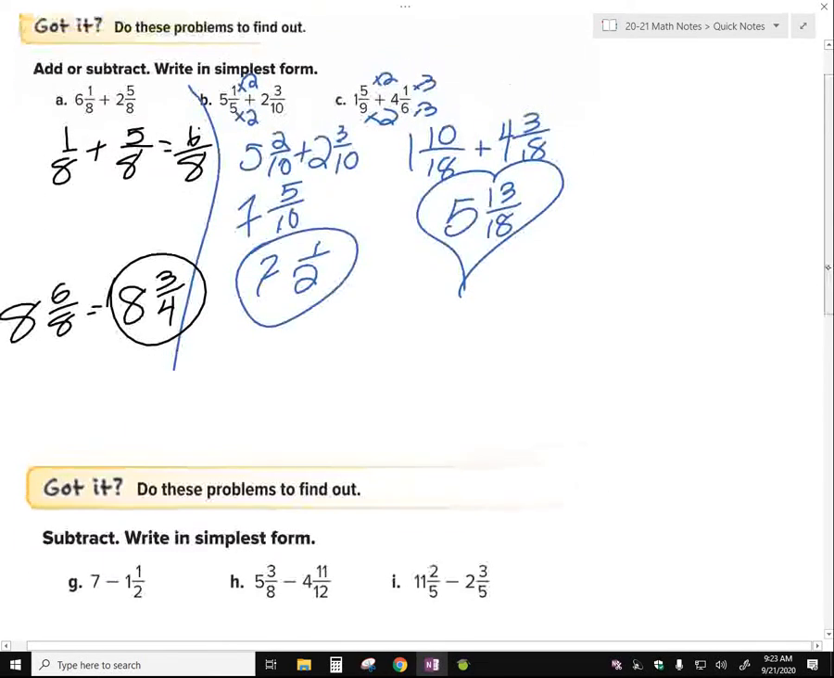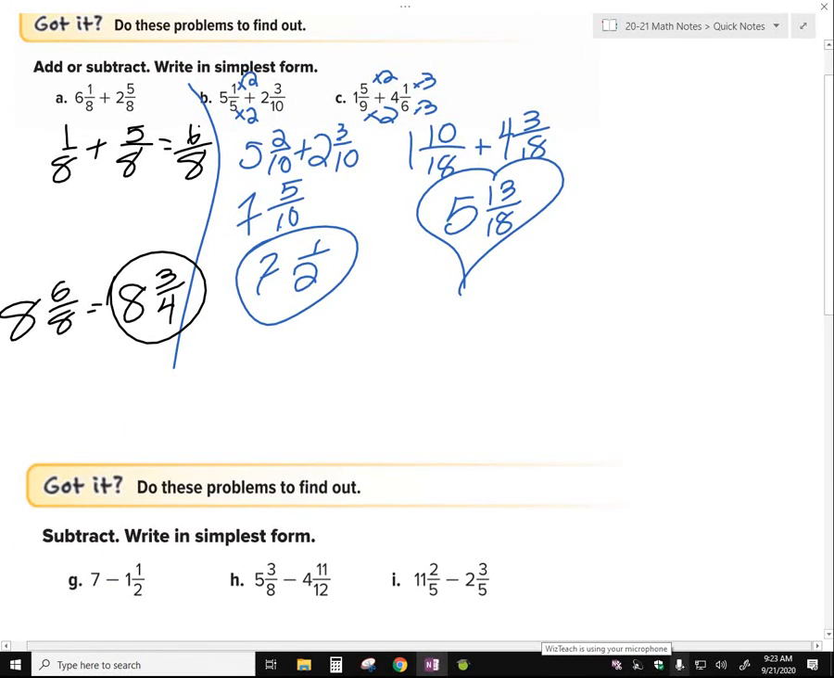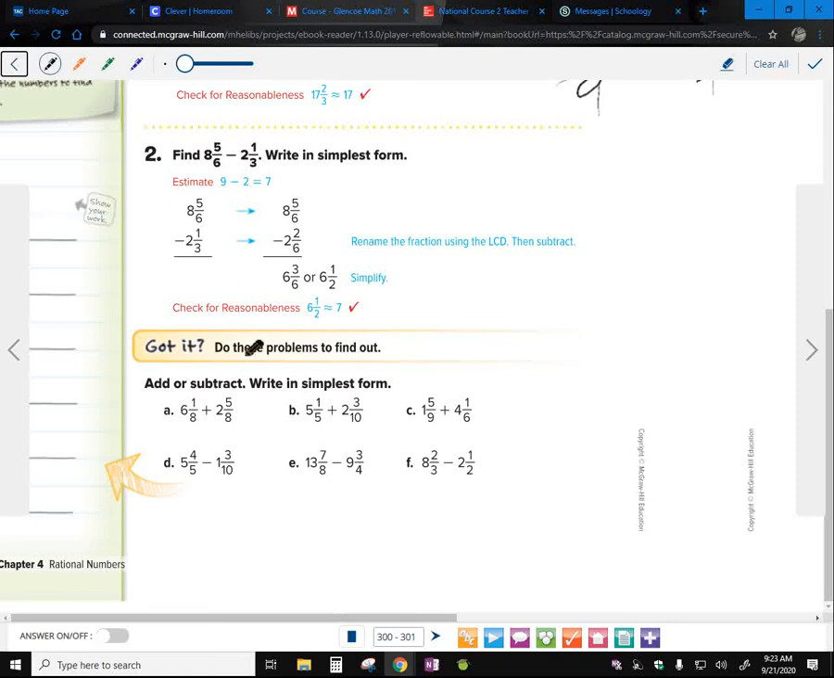Well, I didn't finish. Did I delete the other ones? Rats. No, I do want to give you guys the examples. Yeah, I want to show you guys the subtraction.